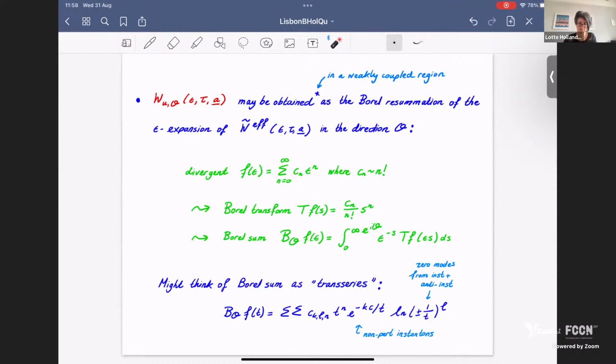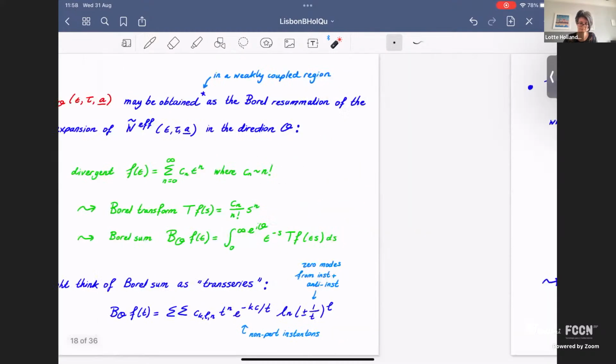Right. So one of the things that characterizes this object W_theta is that it is related to the object that we already knew, at least in a case where we can compute this object as its Borel summation in a direction theta.